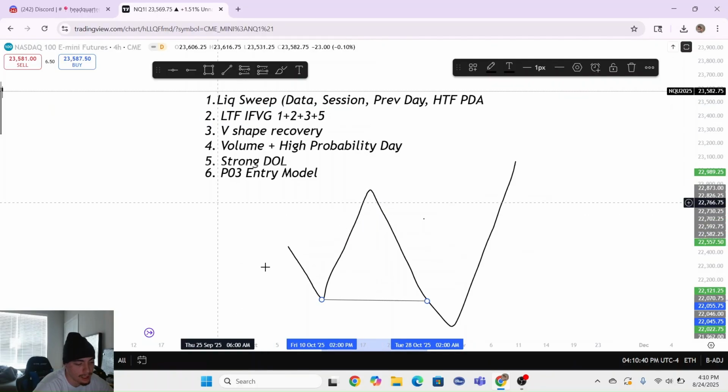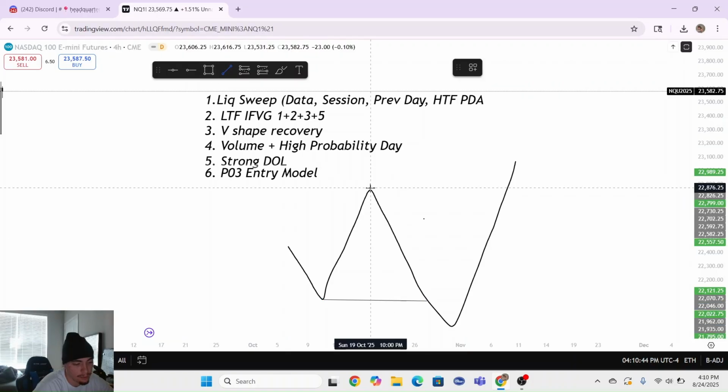So where is liquidity laying in the market? We created a low here, liquidity laying there. Liquidity resting high.